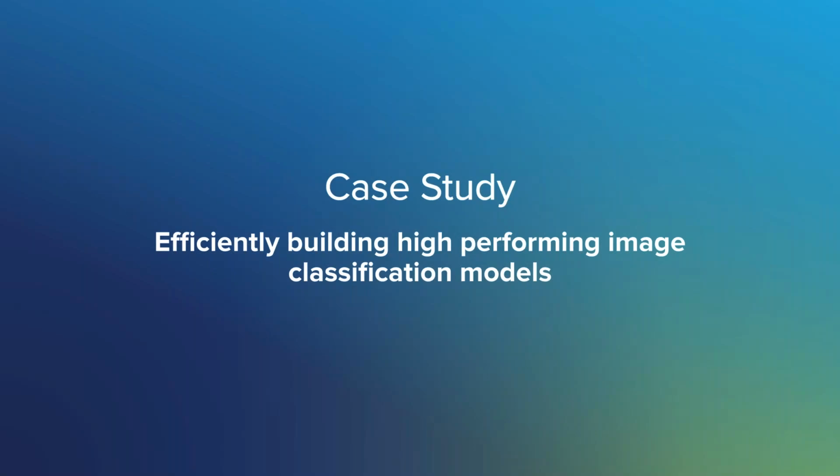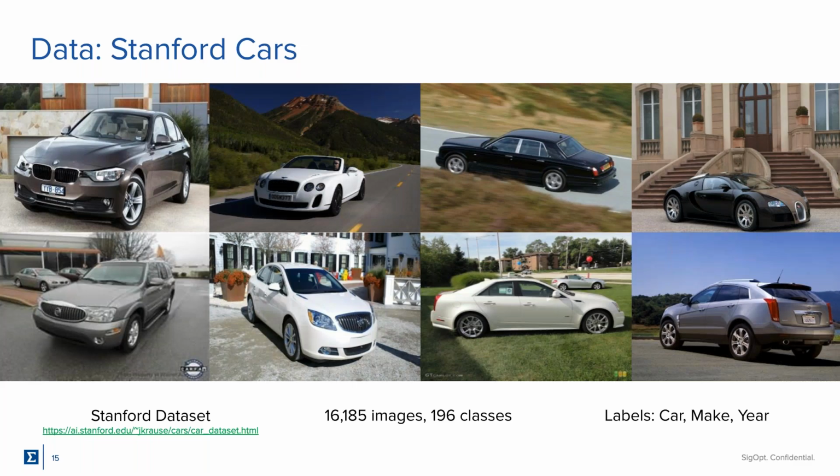So today we'll be looking at how to leverage these 3 techniques to efficiently build high-performing image classification models. We'll be classifying the Stanford Cars dataset. The dataset is composed of around 16K images and 196 classes.